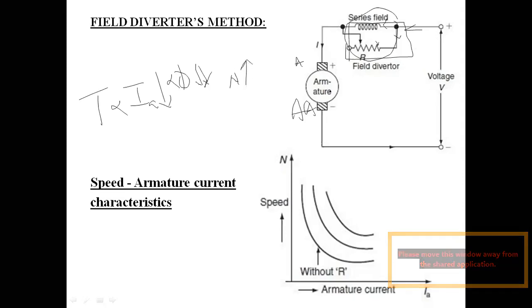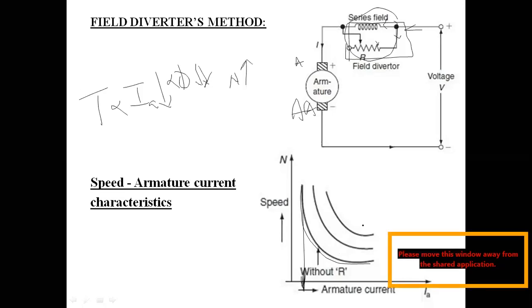So by this action, we are going to have the characteristics drawn between the speed and the armature current. This is the curve without resistor, that is, without connection of the field diverter. If you apply the total supply current to the armature, then what is the characteristic? At the minimum value of armature current, the speed is very high.